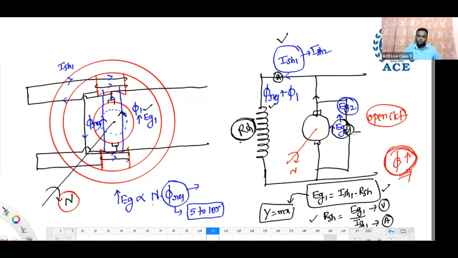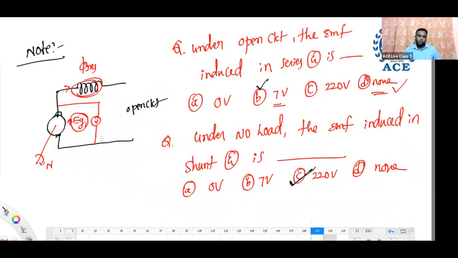This voltmeter continuously shows 220 or 230, whatever the rated voltage. It will build up to rated, but a series generator cannot build because there is no path for current in this. That's why, what is the additional condition for a series generator? It must be connected to a load in order to build voltage. Otherwise, no voltage builds up in a series generator. Okay, so write that point here.